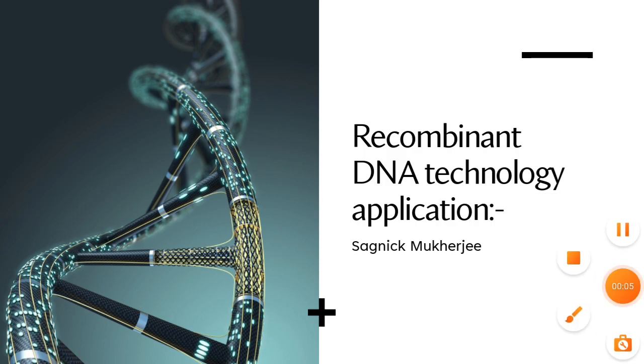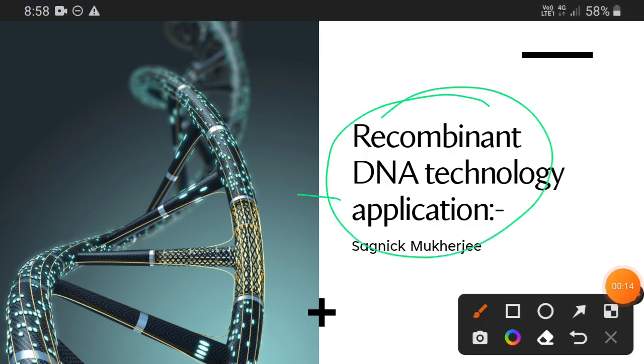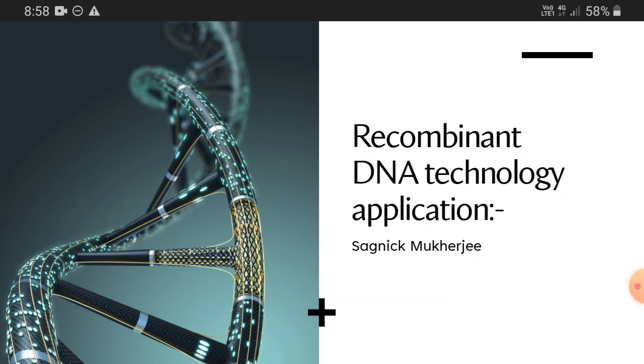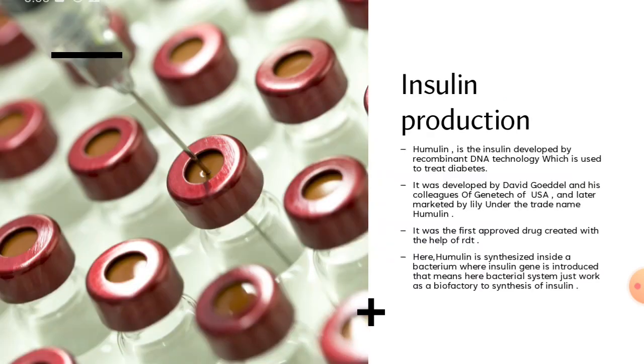So in this video tutorial we are going to discuss a recombinant DNA technology application. Although in our previous video we discussed site directed mutagenesis, which is also a recombinant DNA technology application where we are modifying a protein at a single amino acid. And today we are going to discuss how, with the help of recombinant DNA technology, we can produce insulin.